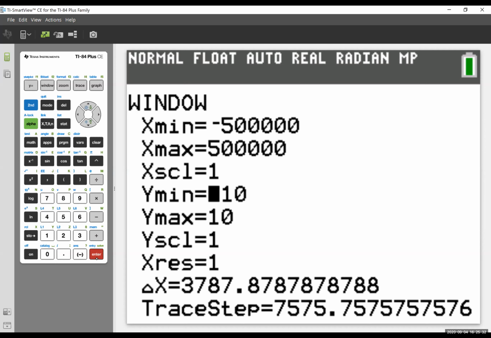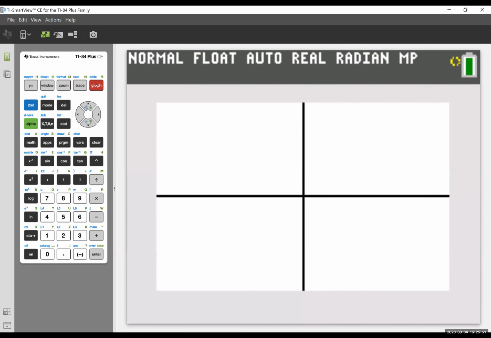I just want to show you that I don't always know where to start. So I'm just using the y-intercept as a jumping point, 500,000, so at least I have a square window. And let's see where this leads us. Let's graph it, see what happens.